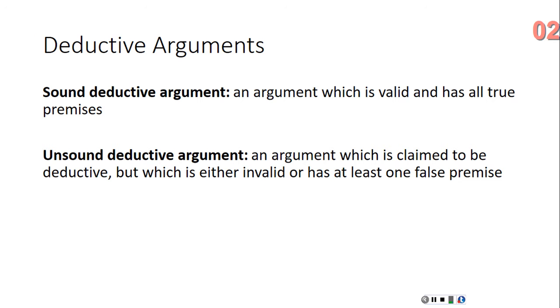Okay, there are a couple of other properties that deductive arguments have, or can have. A deductive argument might be sound. This is an argument that is valid and has all true premises. An unsound deductive argument is an argument which is claimed to be deductive, but which is either invalid or at least has one false premise.